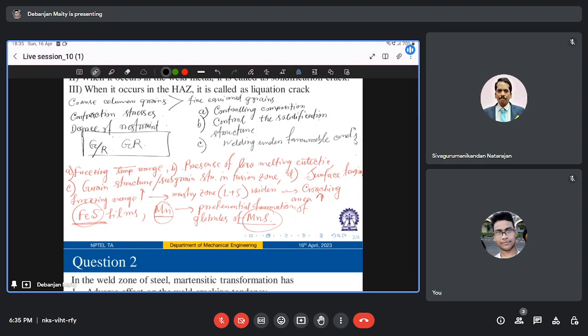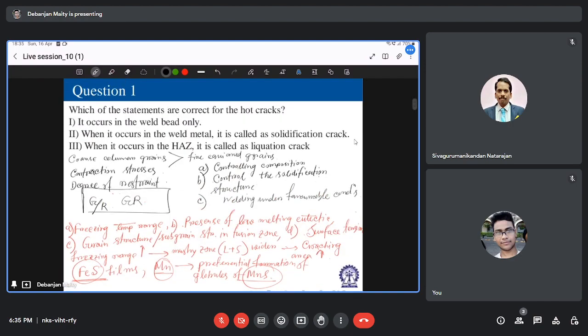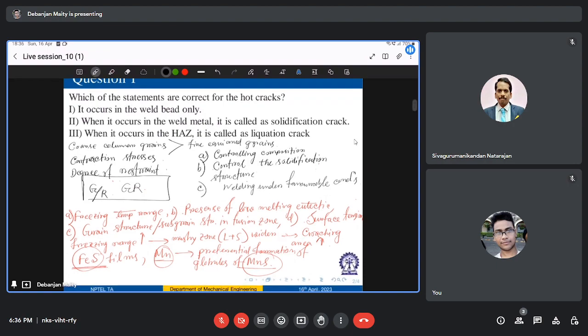Or else you can control the weld profile and bead shapes also. So those are some of the things which can be controlled to control the weld metal solidification cracking or hot tear formation, whatever you can say. So yeah, coming to the questions, which of the statements are correct for hot cracks?